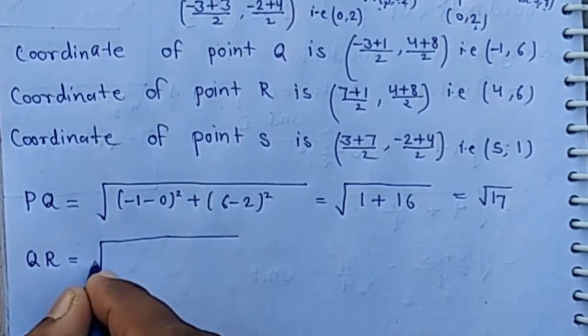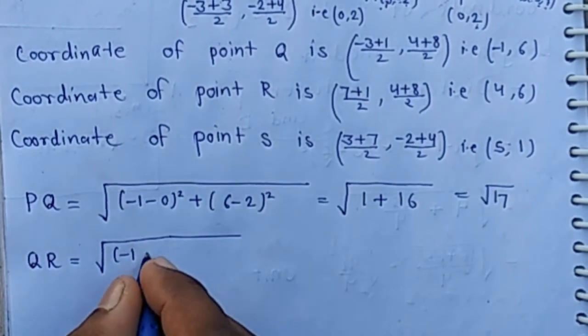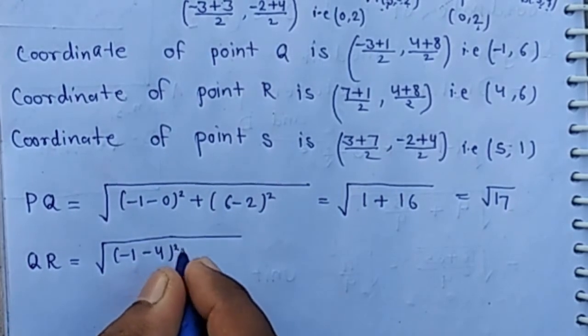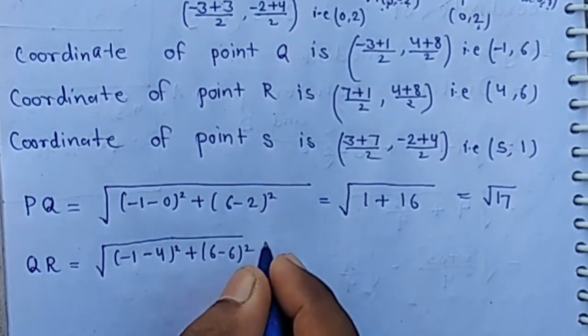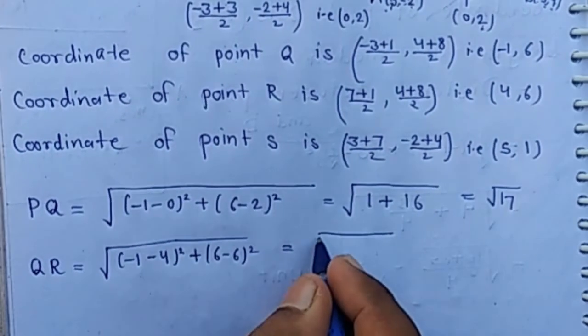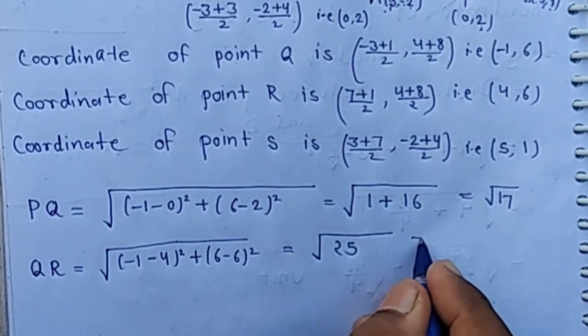QR is (-1 minus 4) whole square plus (6 minus 6) square. Then we have 25 and it is 5.